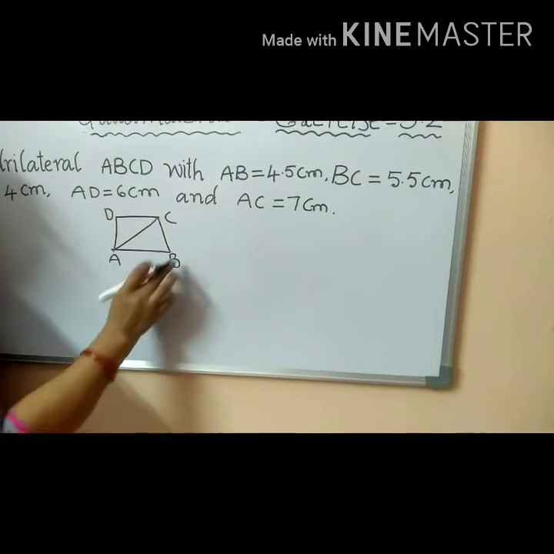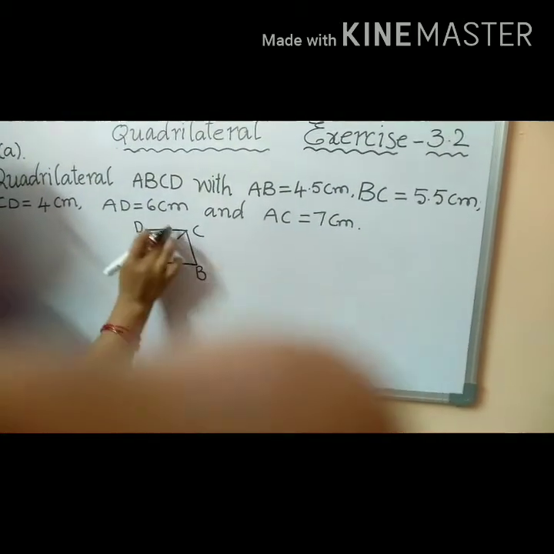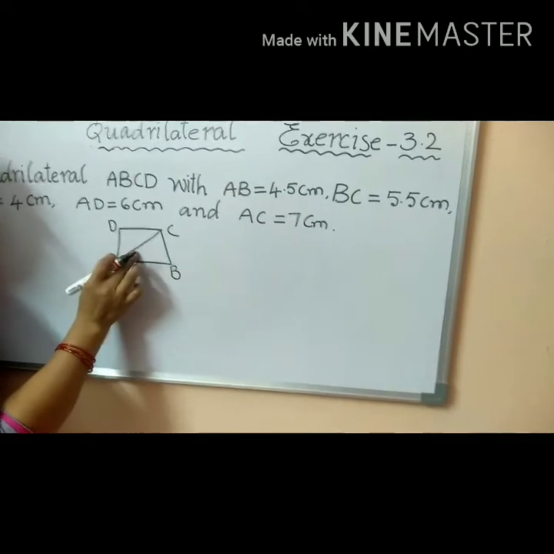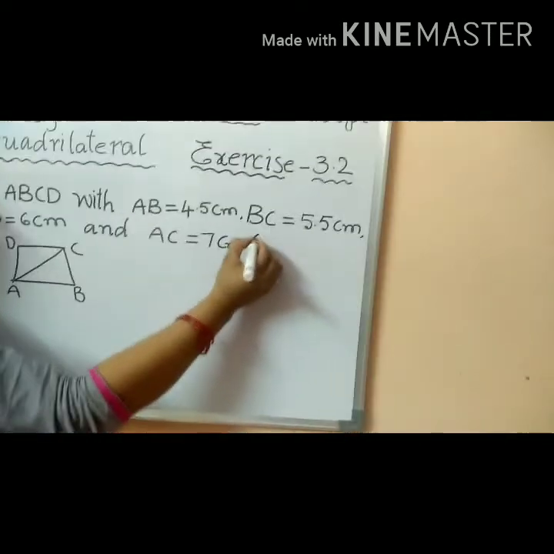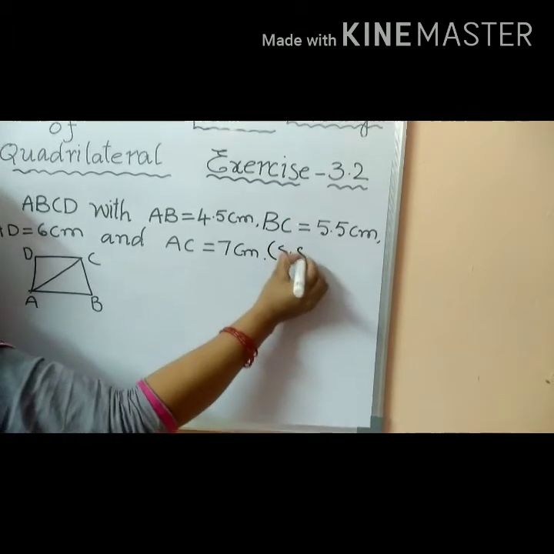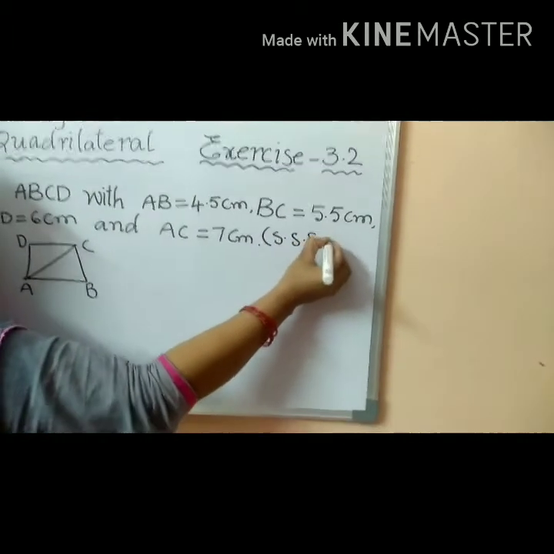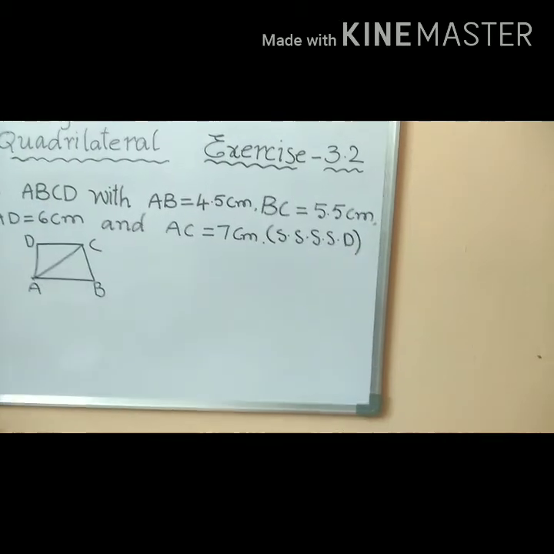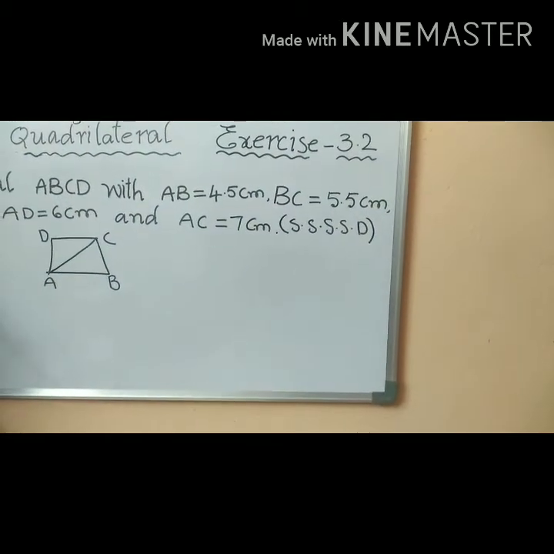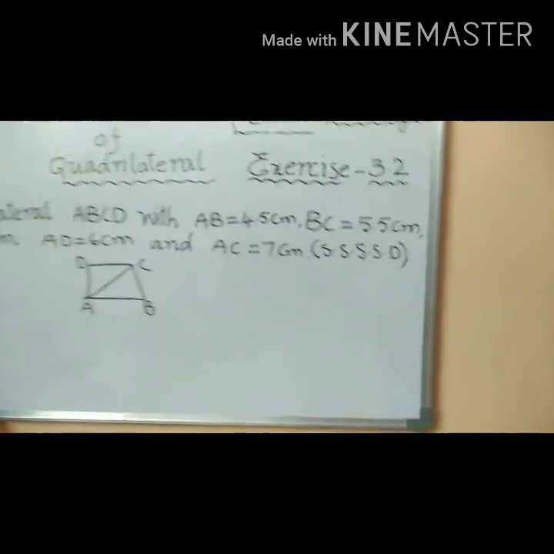So here how many sides are given? 1, 2, 3, 4 sides and 1 diagonal. This property is considered as four sides and 1 diagonal. It is the second step.